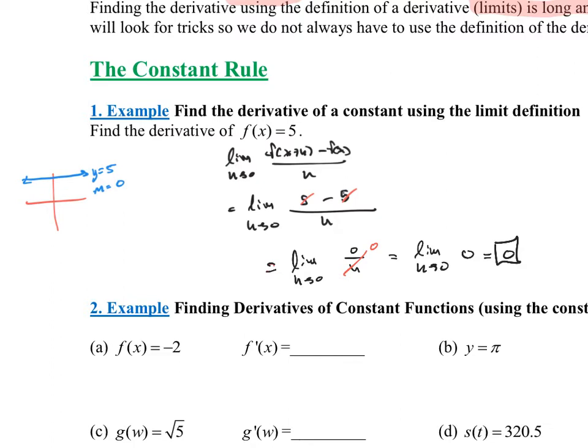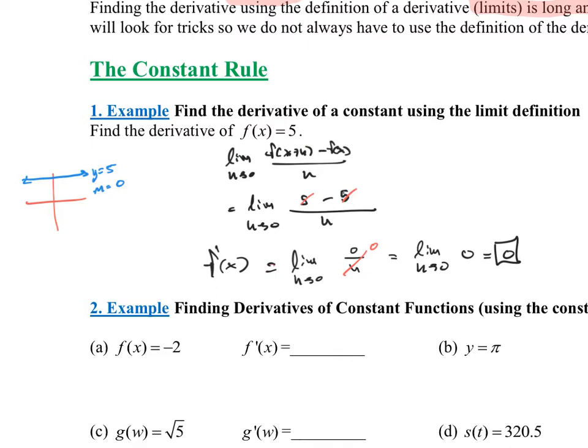So what did we just say? We just said f prime of x, the derivative of 5, f of x equals 5, is 0, which is exactly what we saw when we did it graphically. The derivative of a horizontal line is 0. We just did it using the limit definition.